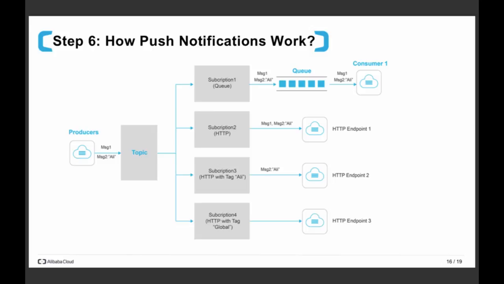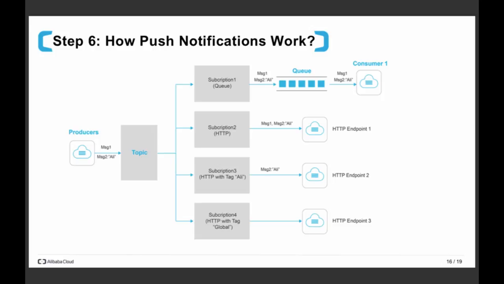The first way is a subscription. The consumer will subscribe to the topic named Ali. So the messages, message 1 and message 2 with Ali, will be pushed onto a queue, and then if the consumer is listening to the queue, he will get all the messages, both message 1 and message 2.